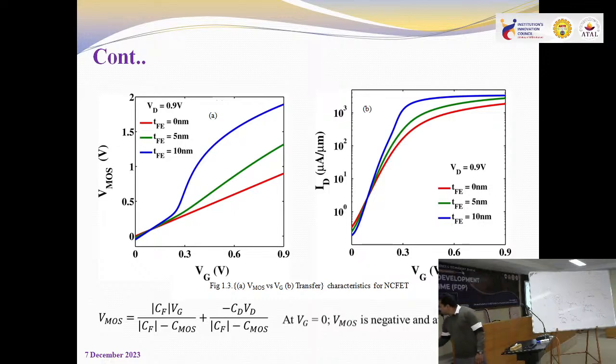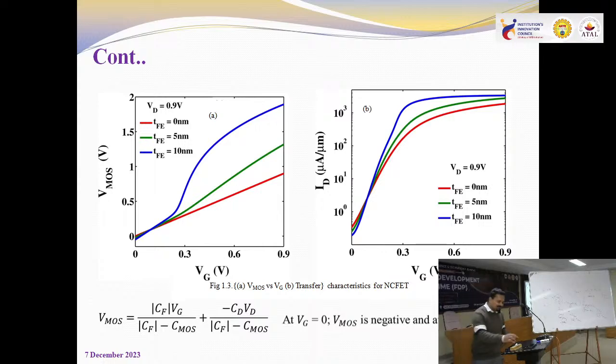At TFE equals to 0, it is 0. If you zoom in, at TFE equals to 0, it is perfectly 0. Slightly lower, actually. It goes to minus. So at TFE equals to 5, the value is negative, and for TFE equals to 10, it is more negative.